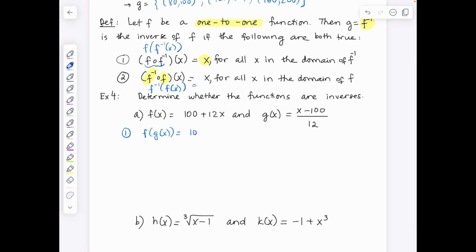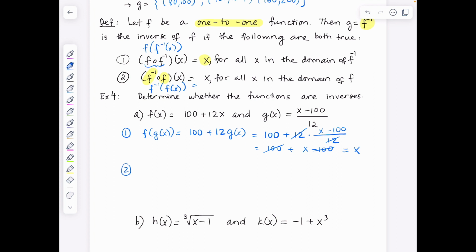f is determined by 100 plus 12 times x, but instead of x, we want g of x here. So that means 100 plus 12 times g of x, which is defined by x minus 100 over 12. Okay, so this is multiplication. Simplify this expression. 12 and 12 cancel. So you are left with 100 plus x minus 100. And 100 and minus 100 cancel, giving you 0. So you end up with x. So it satisfied the first condition.